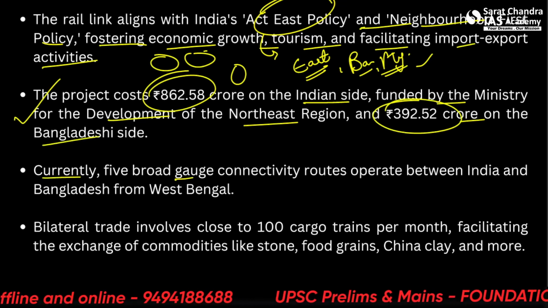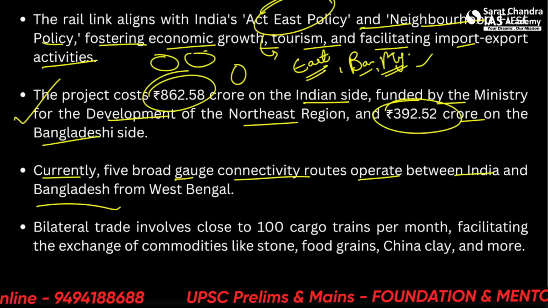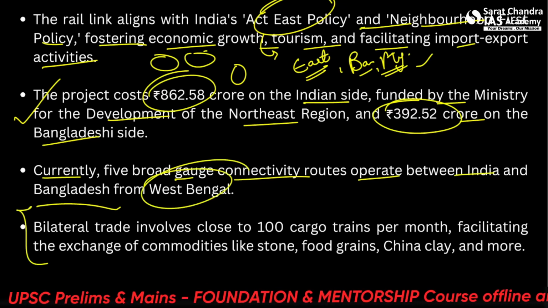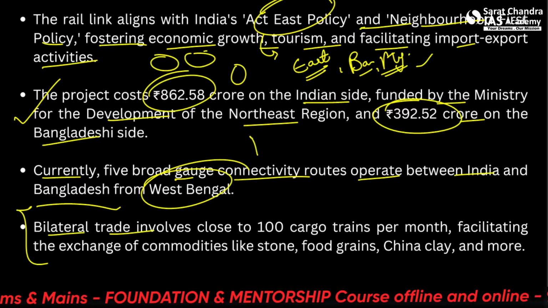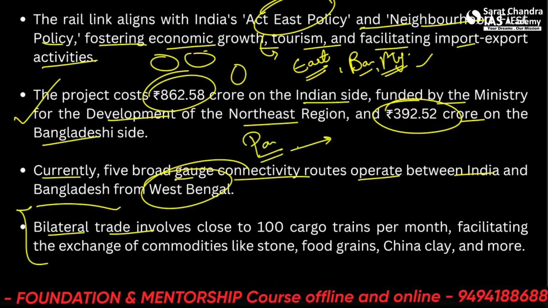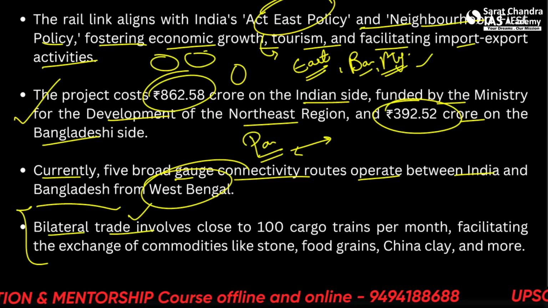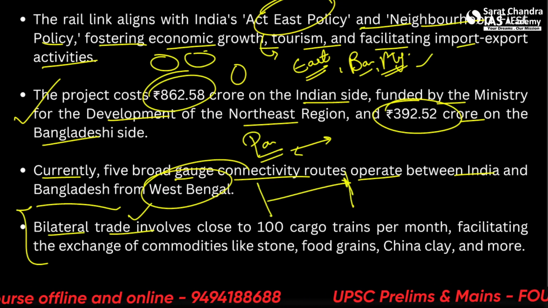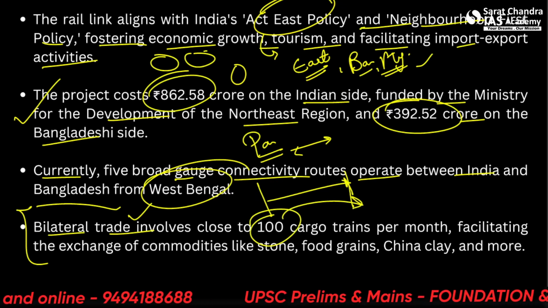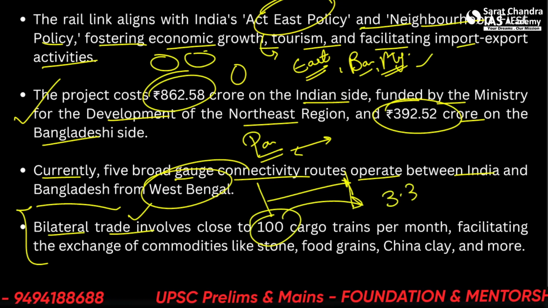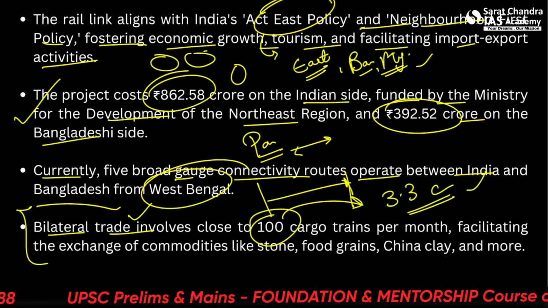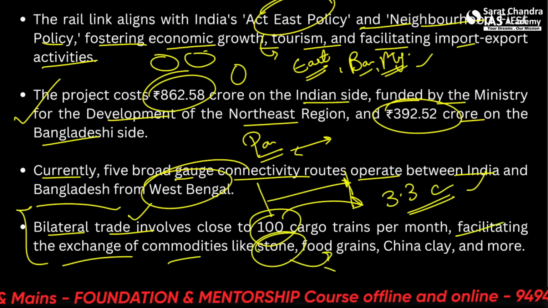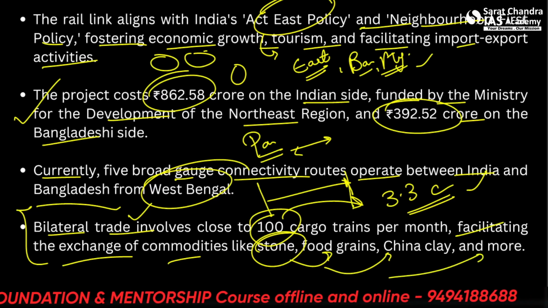Currently, 5 broad gauge connectivity routes operate between India and Bangladesh from West Bengal. So what is the main thing here? It's the bilateral trade, not exclusively passenger services. This rail line will be used for that bilateral trade. It involves close to 100 cargo trains per month. That means on average, at least 3.3 cargo trains are going per day. That will facilitate the exchange of commodities like stone, food grains, china clay and more.